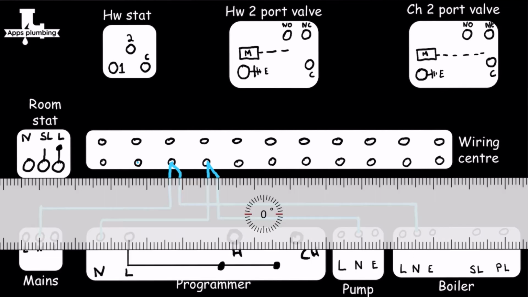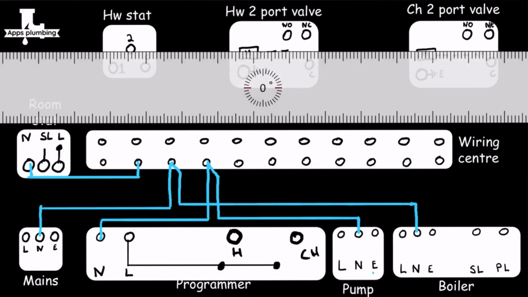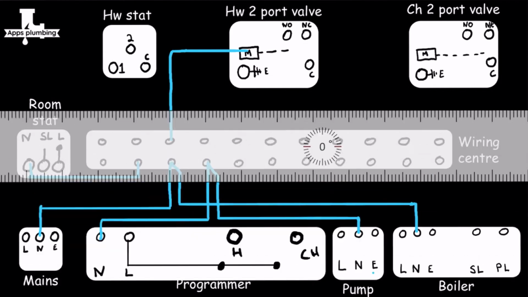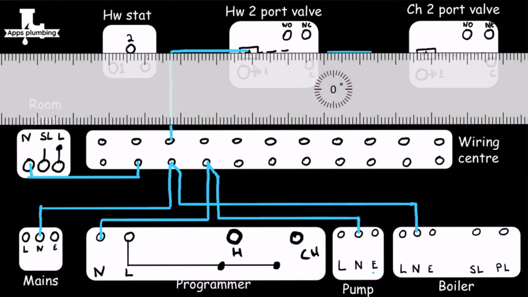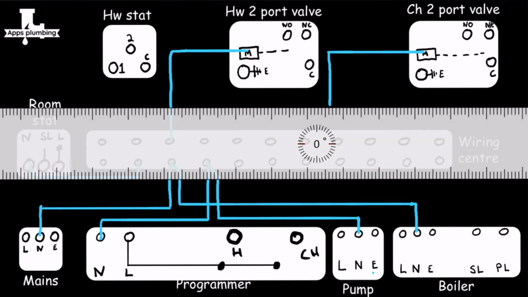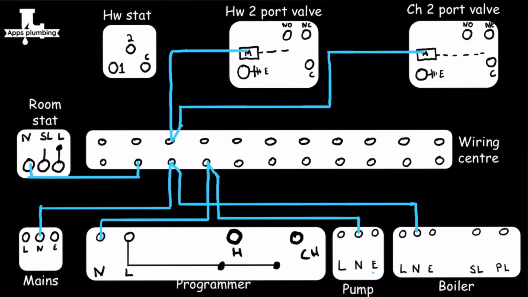And then obviously we have our neutral to our programmer. And we'll just run into there like that. And then we have our neutral from our 2-port valves. So these are connected to our motor. And these will already be connected. There will be a cable that comes with the motor, the 3-port valve, and they're automatically connected. And that's pretty much all our neutrals done, as you can see.